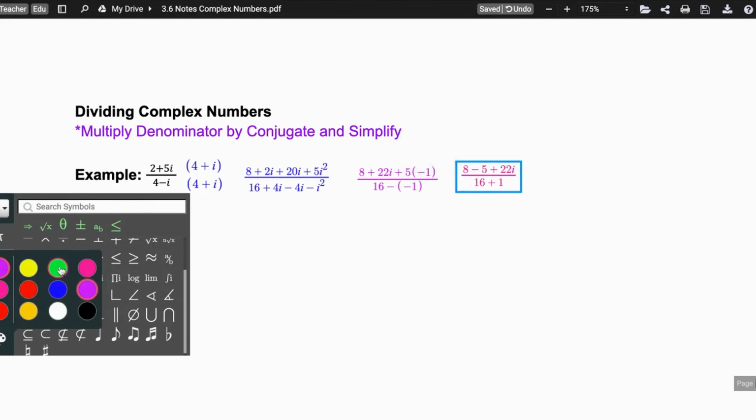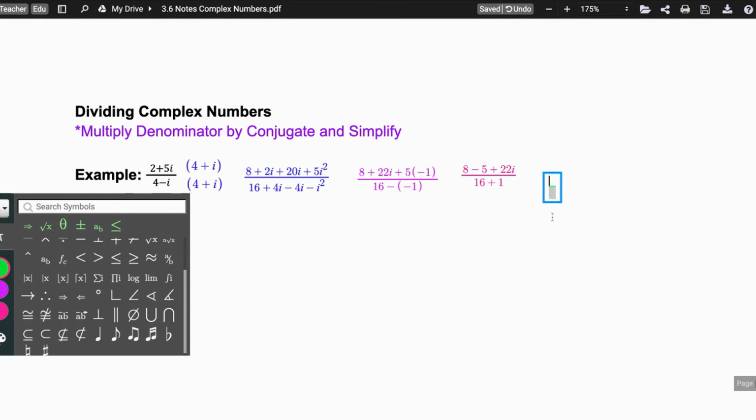And we're almost done. We're not quite there, but we're getting really close. If I combine my like terms, I'm going to have 8 minus 5 is 3 plus 22i over 17. Now, you would think you could stop here, but remember, a complex number has a real part and an imaginary part. So what we're going to actually do is just break this up into 2 parts, because this is 3 divided by 17 plus 22i divided by 17. So my final answer is just going to have it split up. So I'm going to have 3 over 17 plus 22i over 17. And that is actually my answer.